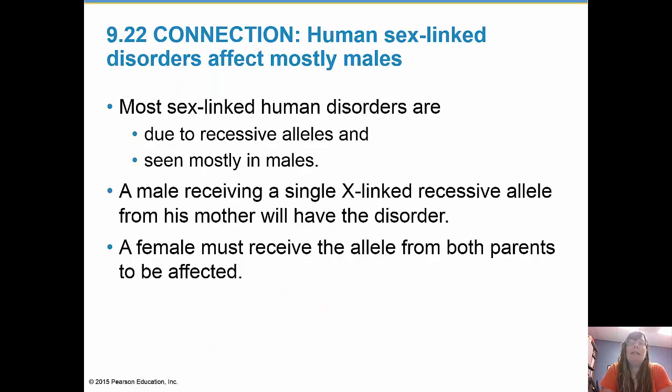So again, most sex-linked disorders are going to be due to recessive alleles. They're going to be seen mostly in males. A male receiving that single X-linked disorder from his mother is going to have that disorder because the father donates the Y. A female must receive that allele from both parents to be affected. So a female, because she has 2 X chromosomes, has to have both bad X's in order to be affected.